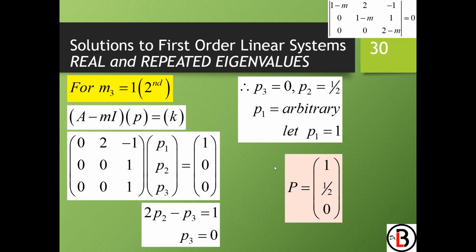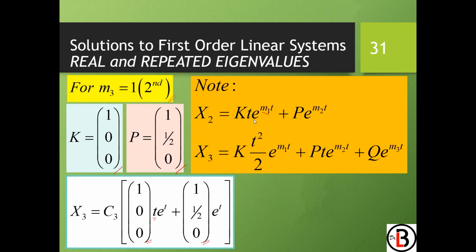All right. So let's go to how we will write this. As I said, look at this. For M3 is equal to 1, or the second time 1 appeared, take note, what was the K? The eigenvector K, and then the eigenvector P. Look at this. The third solution is C3, 1, 0, 0. Isn't it that 1, 0, 0 appeared earlier already? So that means the repetition would obtain a T already. Look at that T, and then it's e to the T. And then this one, since it appeared for the first time, this one would be 1, 1/2, 0, T.